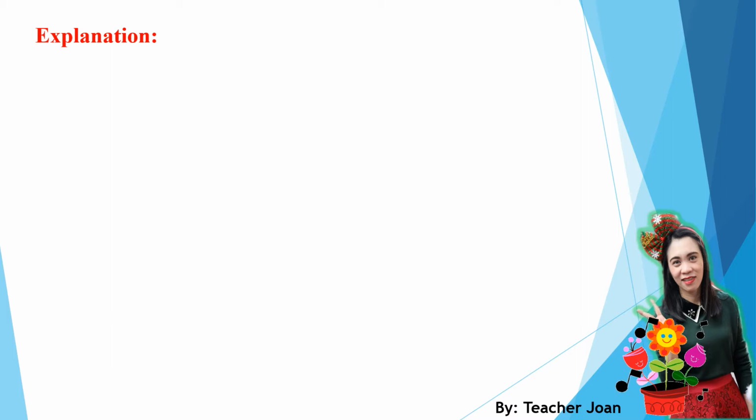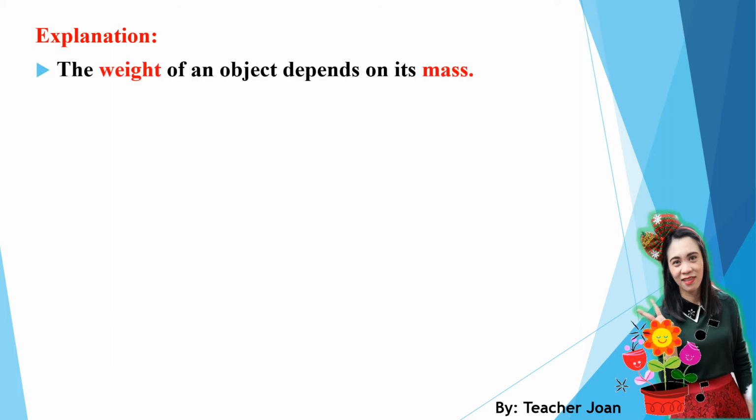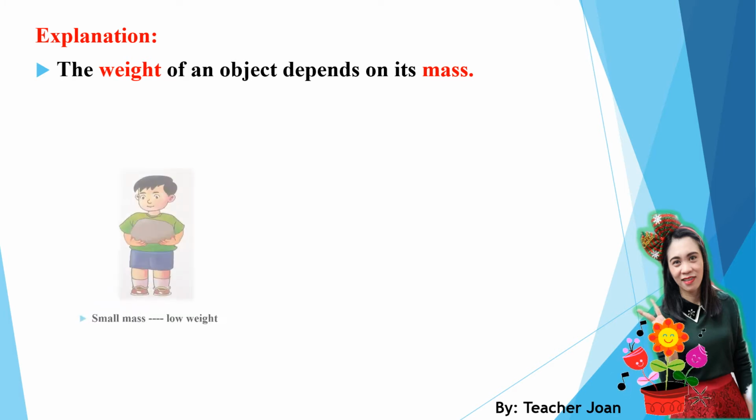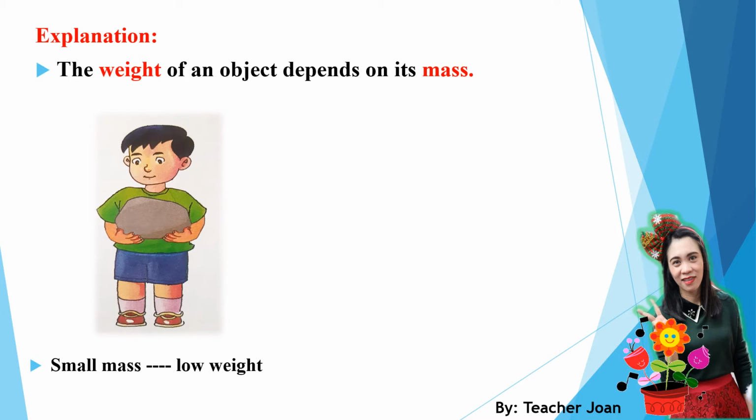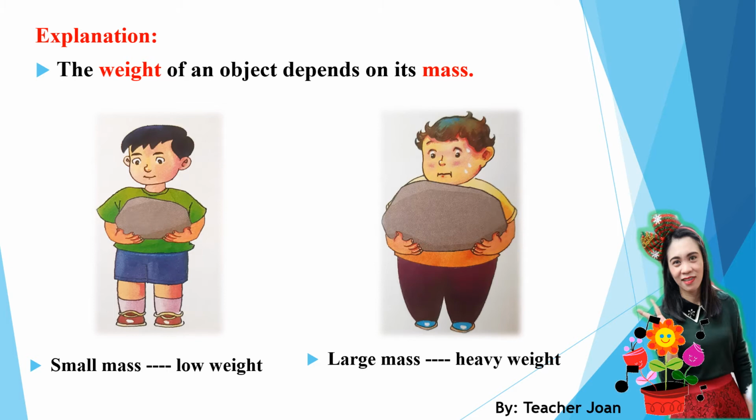Another explanation about mass and weight. The weight of an object depends on its mass. As you can see in the example, we have a boy holding a rock. Small mass or small rock, because the rock is the object in the picture, is equivalent to low weight. And we also have another boy. The object in the picture is the rock, which is quite bigger than the previous one. Large mass is equivalent to heavy weight.